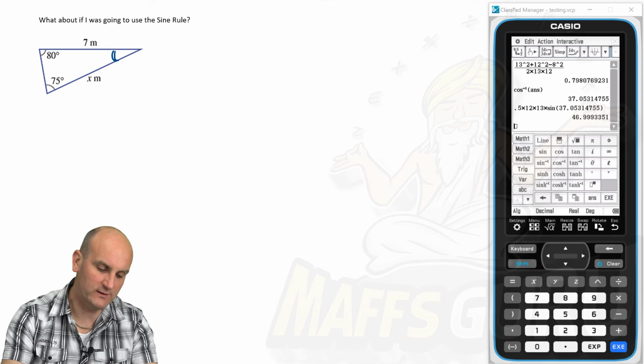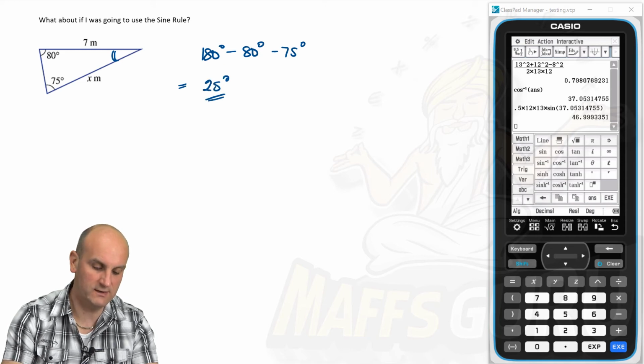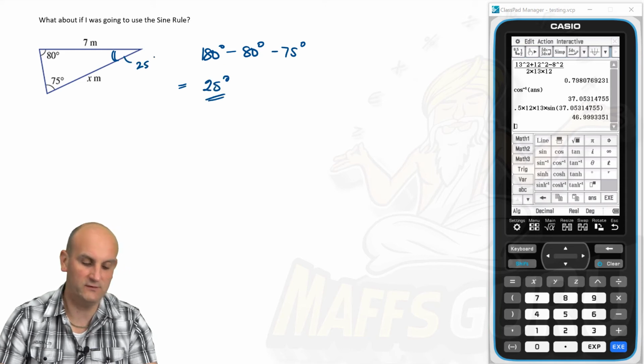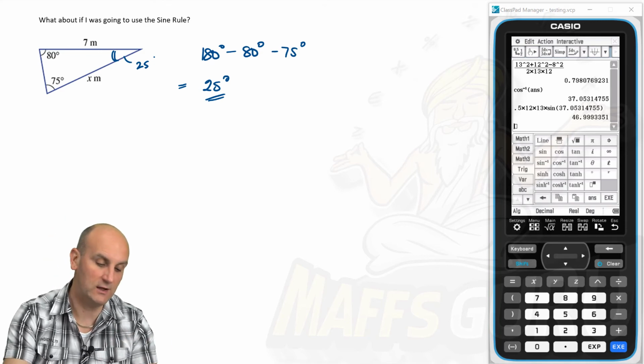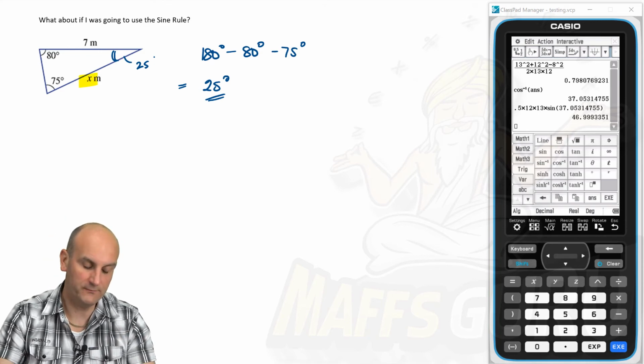Easy peasy lemon squeezy. We know that angles in a triangle add up to 180 degrees. I'm going to take away 80, I'm going to take away 75, which gives me 25 degrees. So that angle there is 25 degrees. I'm now going to use the sine rule to help me find x.